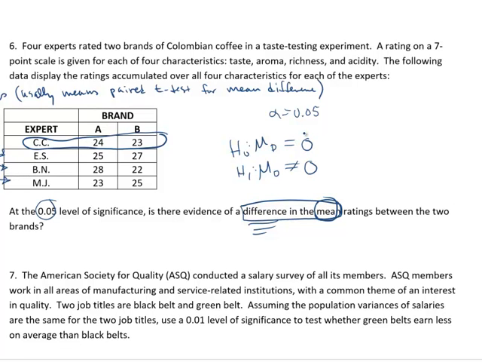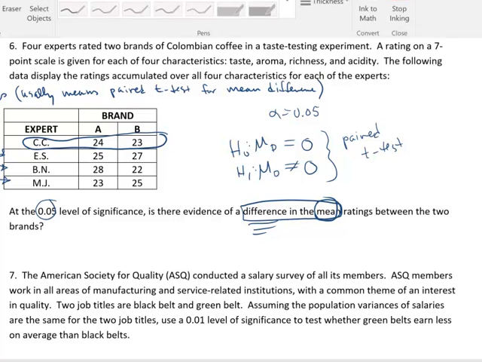So that is our hypothesis, and it's a paired t-test. And the formulas are in the book, so that's pretty neat. It's a pretty easy one. All right, switching colors again.